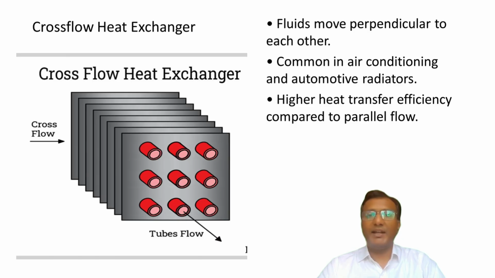Cross-flow provides a higher heat transfer efficiency than parallel flow due to better mixing, but is less efficient than counterflow. For example, in a car radiator, the hot coolant flows through the tubes while air passes perpendicularly, absorbing heat to cool the engine. The design is compact and effective for applications where one fluid is a gas, making it ideal for HVAC and automotive systems.